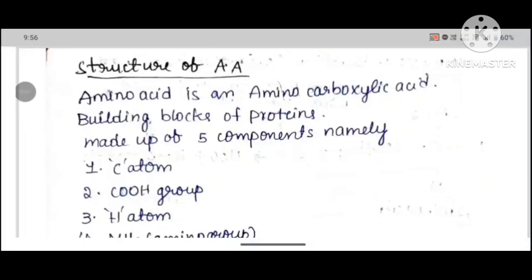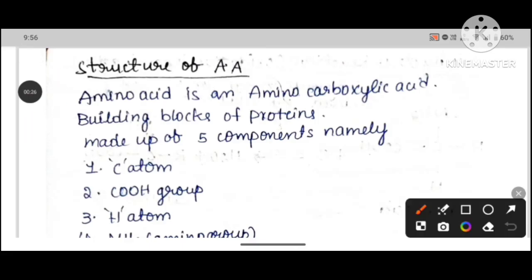Hello everyone. In this lecture we are going to discuss the structure and classification of amino acids. In the previous lecture we saw the general characteristics of amino acids and their physical and chemical properties. Now let's see the structure of amino acids and a few basic classifications.